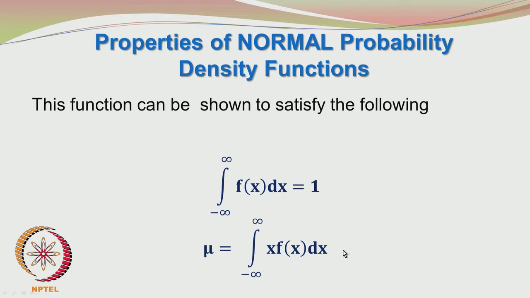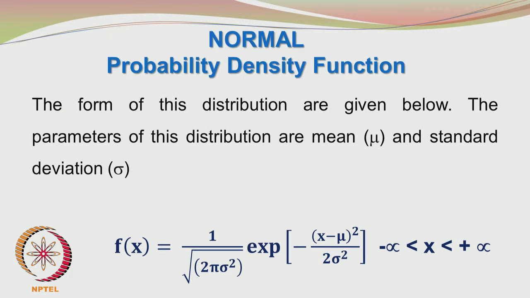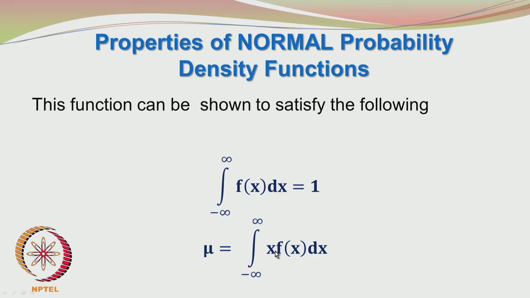This is not only the definition for the mean mu, but you can also show that after substituting the value for f of x, the equation I just showed, if you plug it here and then multiply by x, carry out the integration, you will be pleasantly surprised to find that value to be mu. The function had parameters mu and sigma squared, and you finally end up with mu. Sigma squared surprisingly will vanish in the mathematical manipulations involved.